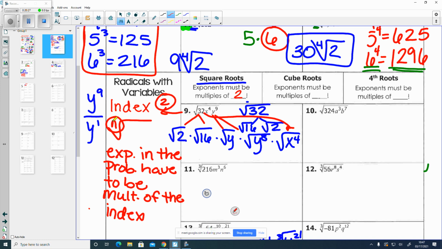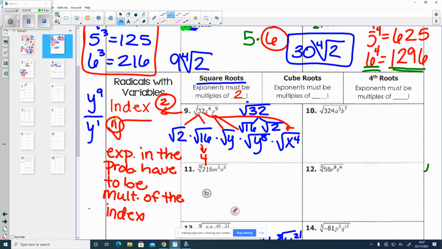Okay? So now I'm going to simplify where I can. Okay? I cannot simplify the square root of 2. Can I simplify the square root of 16? What is the square root of 16? 4.